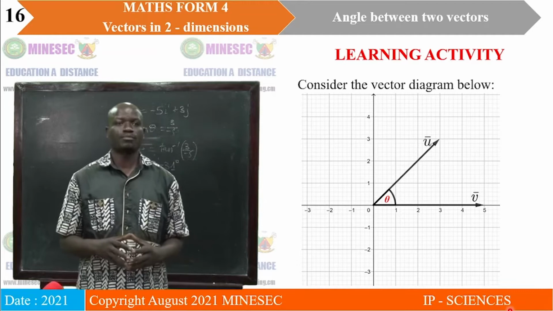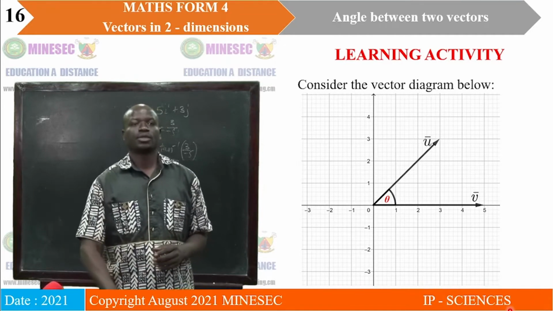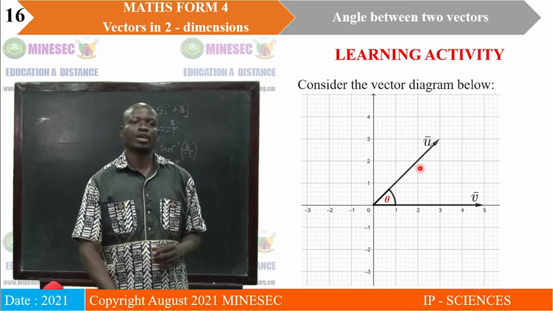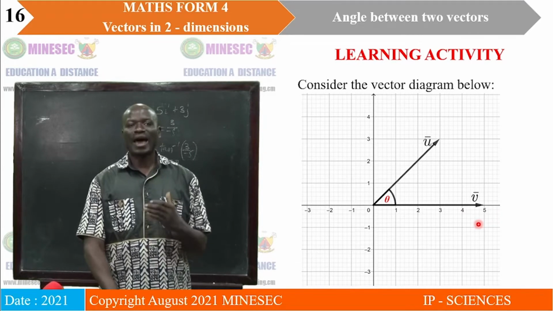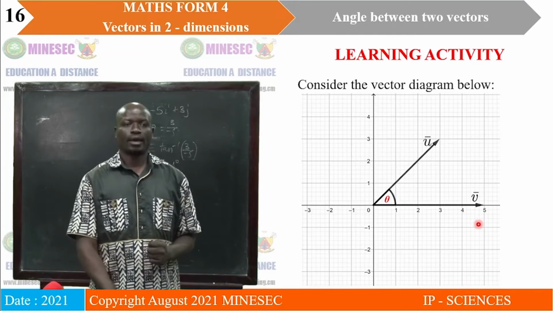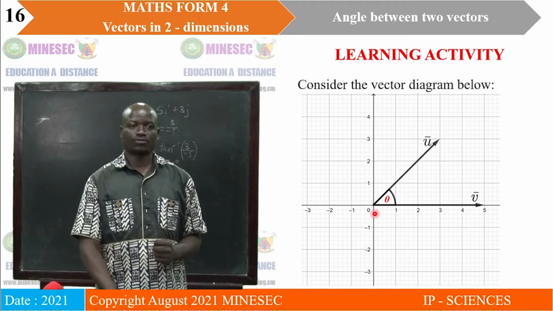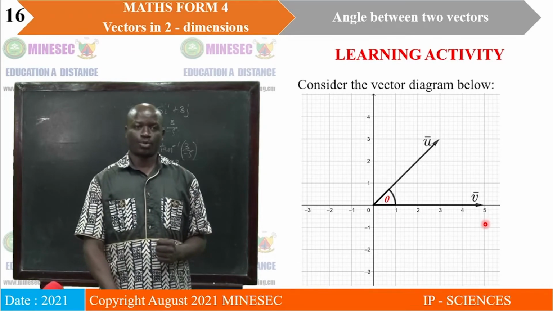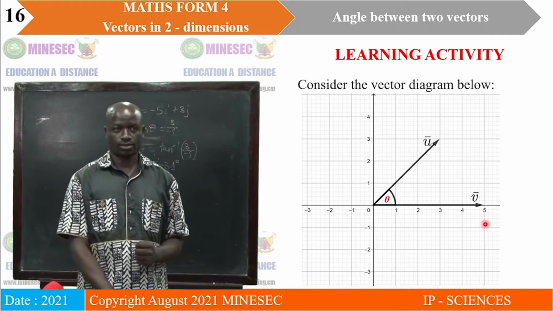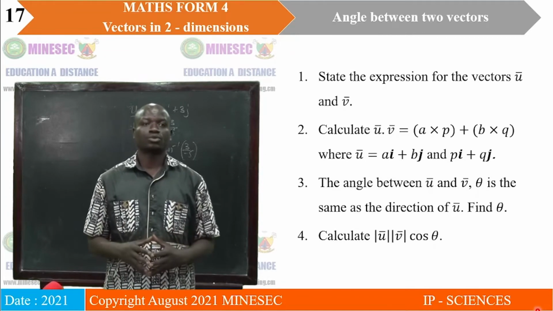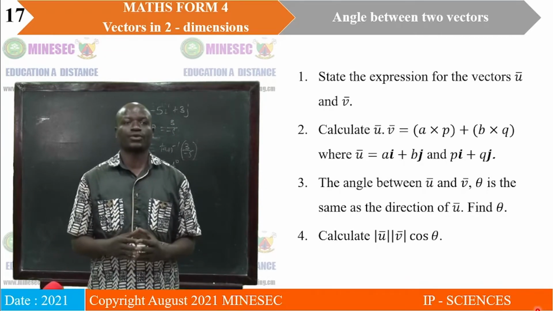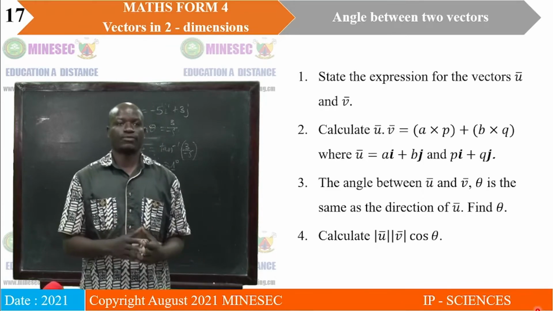Consider the vector diagram below. We have a Cartesian plane, and somewhere here we have a vector u, which makes an angle theta with the horizontal, that's with the positive x-axis. And then we have a vector v, which lies exactly on the x-axis, but starts from the origin and ends at the point where we have 5 on the positive x-axis. Good. Now, the first task is for us to state the expression for vector u and vector v.